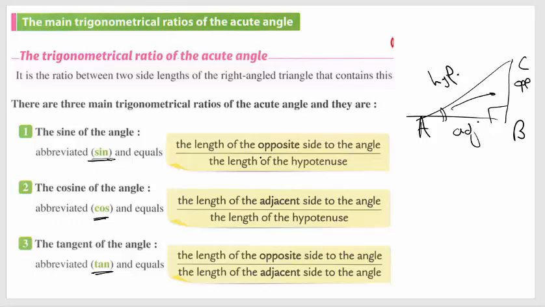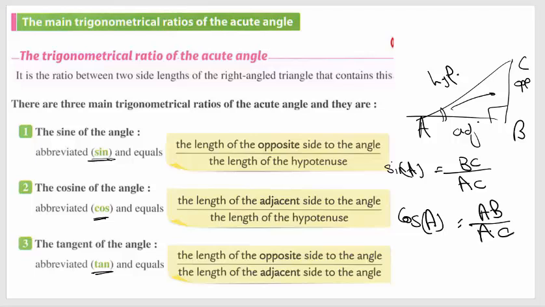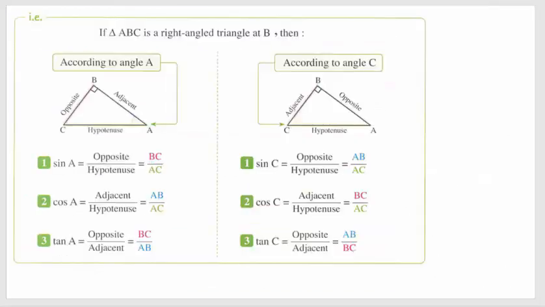So to find sine of the angle A, it will be opposite, which is BC, over hypotenuse, which is AC. To find cosine of the angle A, it will be adjacent, which is AB, over hypotenuse, which is AC. The last one is to find the tan of the angle A, it will be the opposite over adjacent, meaning BC over AB. Okay, let's move to the next part.